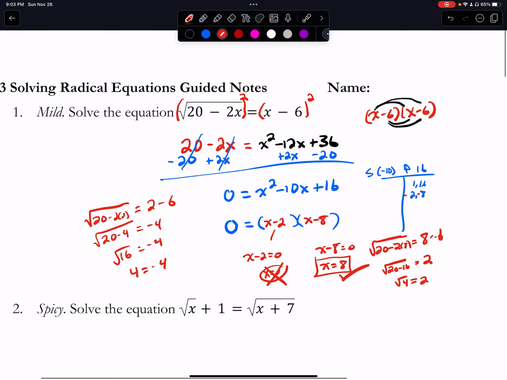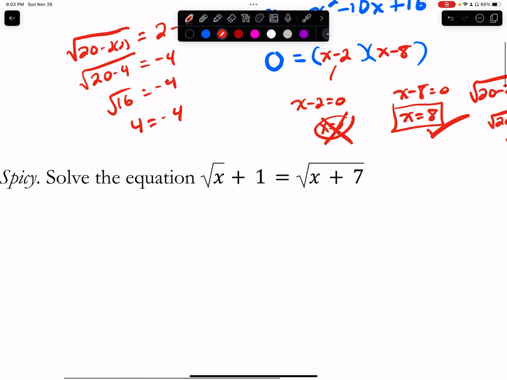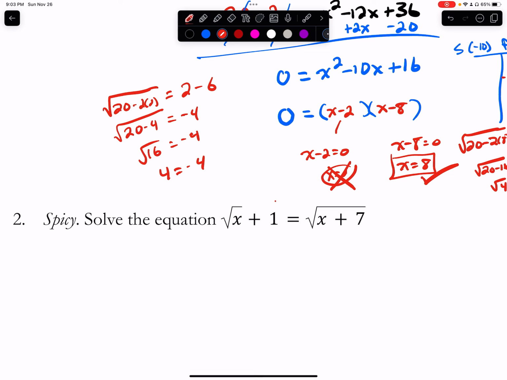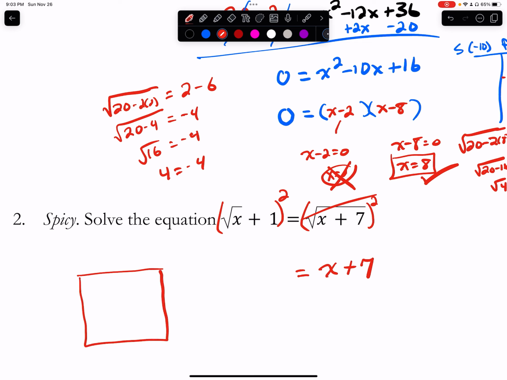All right, now let's try the spicier problem. In this one, we've got a radical on both sides. So again, think of this as a binomial, and we're going to square both sides. The right side is easy; this just cancels out, so I've got x plus 7. Now for the left side, I'm going to do the area model just to make it a little bit clearer. We've got radical x plus 1, and radical x plus 1. And this is what we're left with.